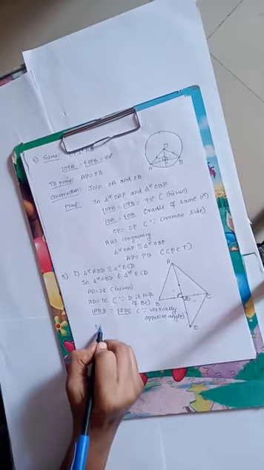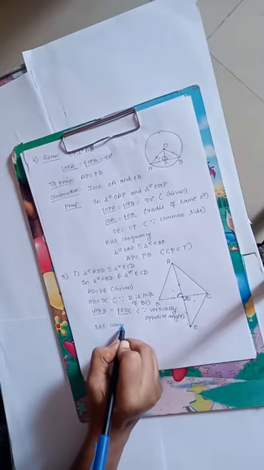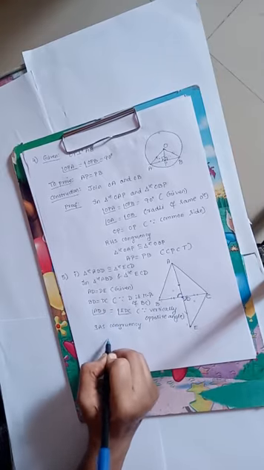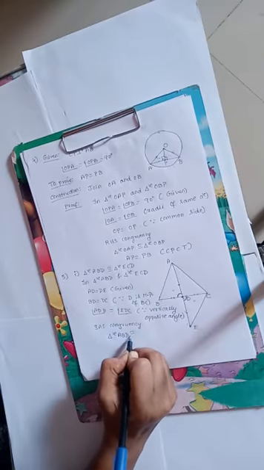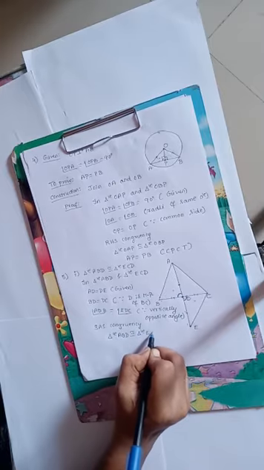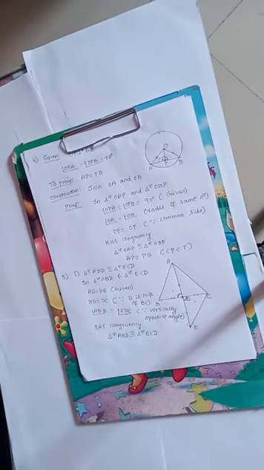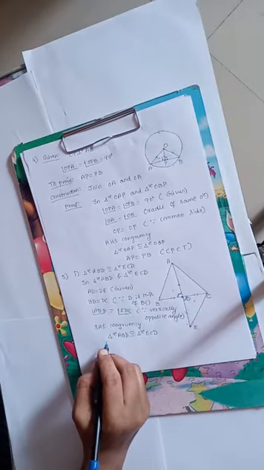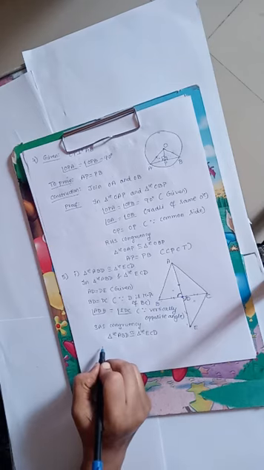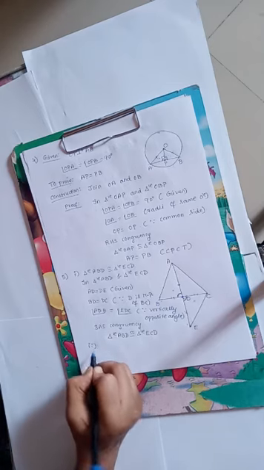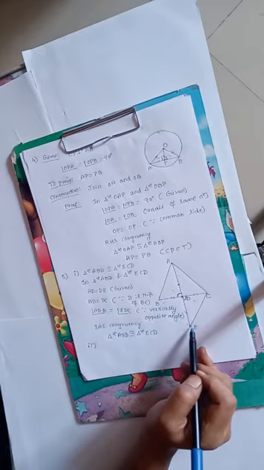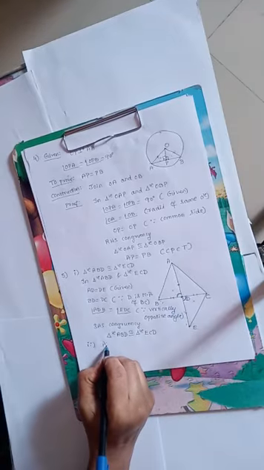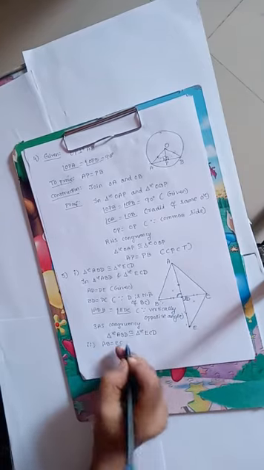Now according to SAS congruency, you can tell that triangle ABD is congruent to triangle ECD. The first proof is over. Now the second proof they asked is, you need to prove that AB equals EC. It's an easy one.